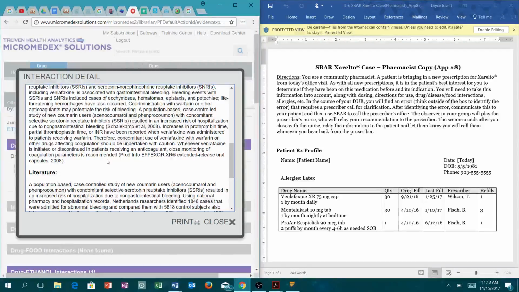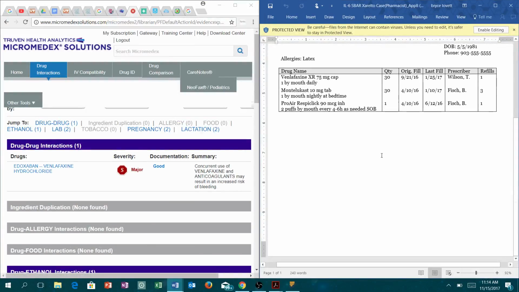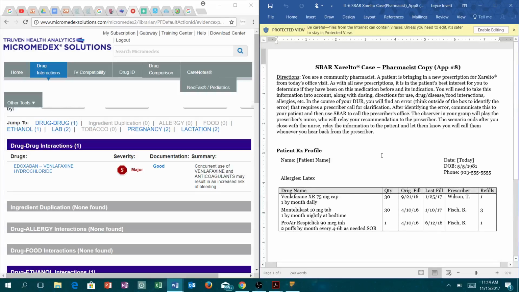So I'm gonna give you two options, doc. Listen, doc. I'd either monitor the patient really well when he's taking this medication. I'd probably call him a day or two after, make sure that he's not having any symptoms of bleeding. As a second option, we could look at his medication history and maybe take away the venlafaxine, because that's what's causing the increased risk of bleeding when taken with Xarelto.